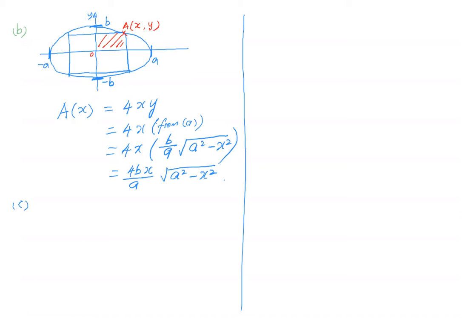Okay, so look, in this case, I will use product rule. My U, I will take it as x, and my V, I will take it as the square root of a squared minus x squared. The 4b over a is constant. You just leave it outside. Okay, you can start.